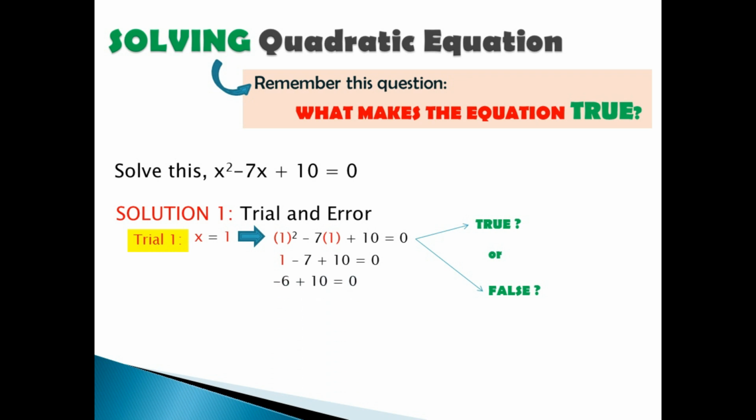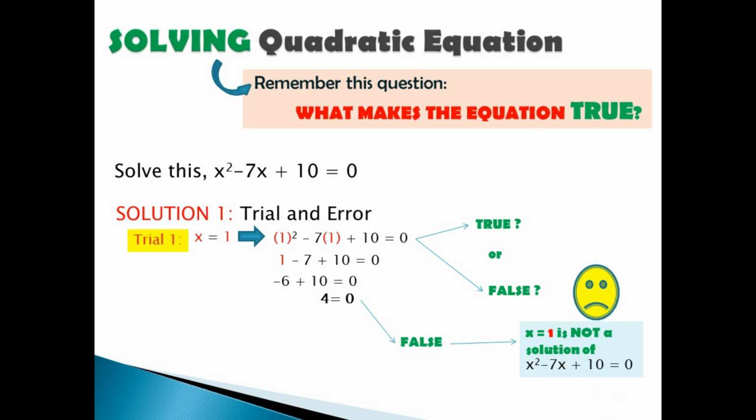1 minus 7 is negative 6, plus 10 equals 0. Negative 6 plus 10 equals 4, equals 0. And this is false. 4 is not equal to 0. Therefore, x equals 1 is not a solution of x squared minus 7x plus 10 equals 0, because x equals 1 does not make the equation true.